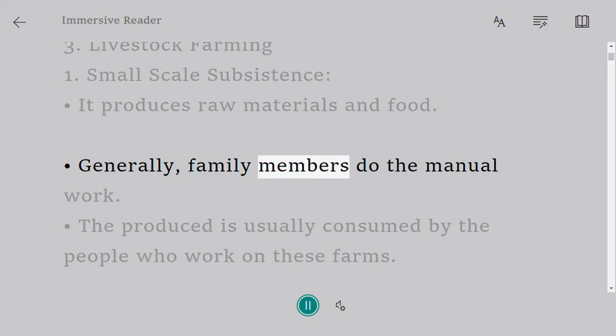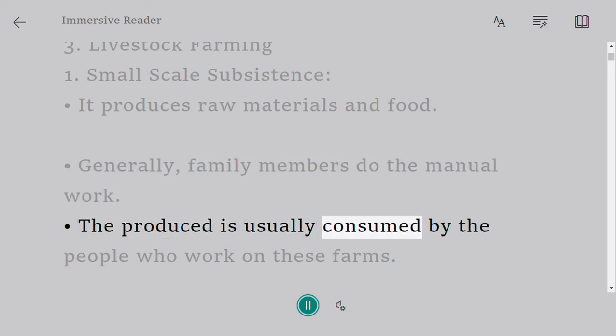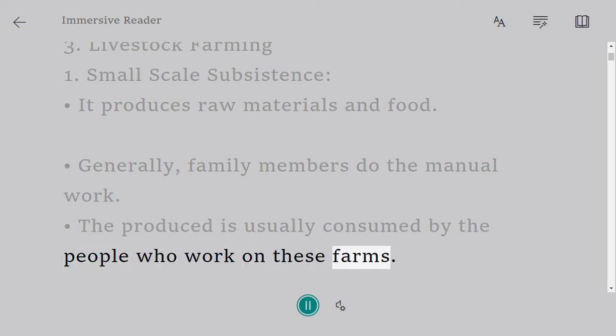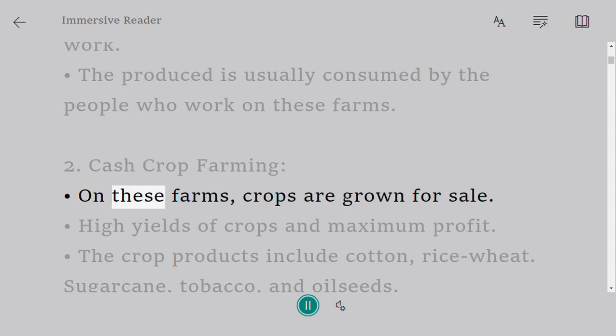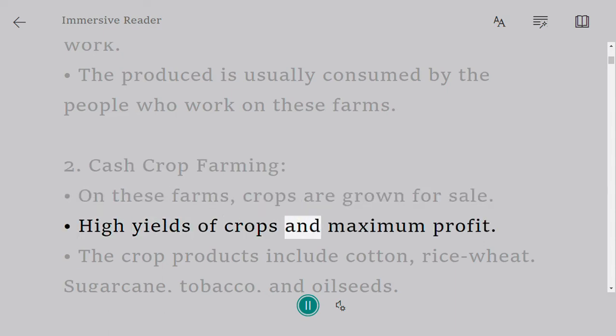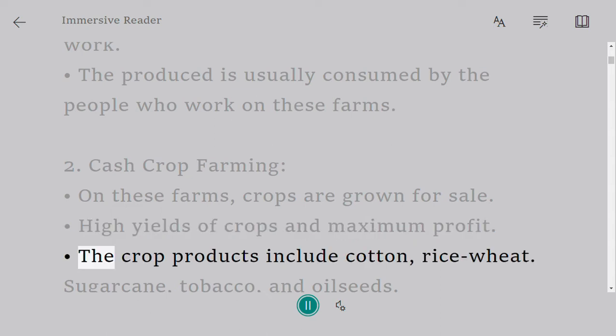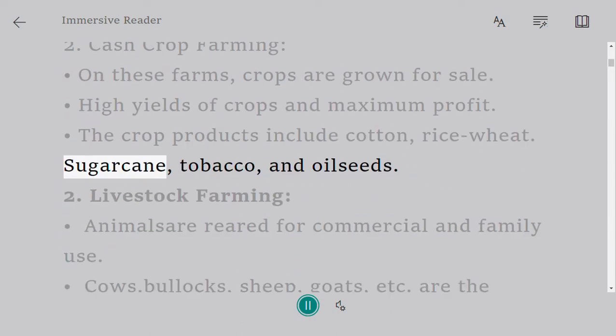Generally, family members do the manual work. The produce is usually consumed by the people who work on these farms. 2. Cash crop farming. On these farms, crops are grown for sale, aiming at high yields of crops and maximum profit. The crop products include cotton, rice, wheat, sugarcane, tobacco, and oilseeds.